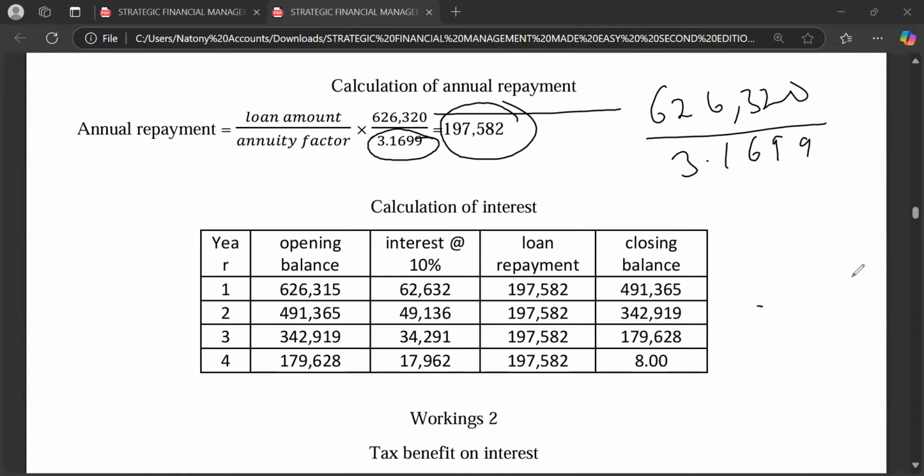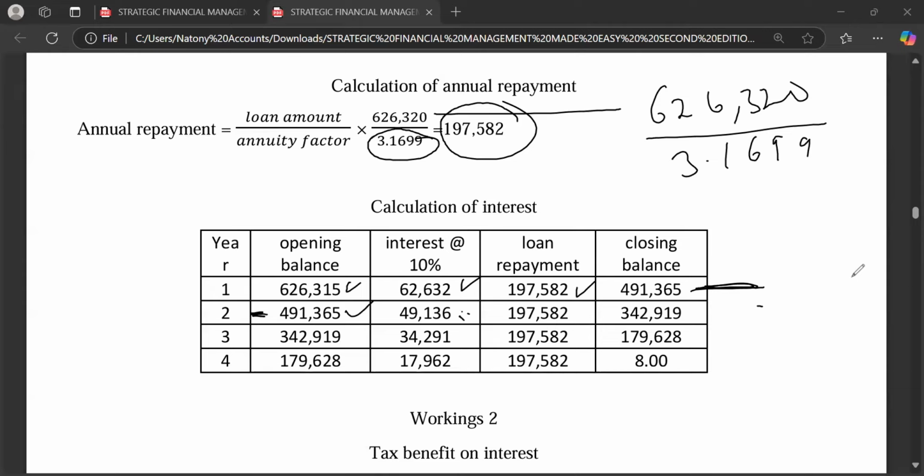But what you actually need here is the interest element. So let's look at that. How do you calculate it? Interest is 10%. This is the initial amount in year one. So 10% of that amount is 62. Total loan repayments, 197. So your closing balance will be this. The opening balance for year two will be your closing balance for year one. So interest of 10% on this amount also gives you this.